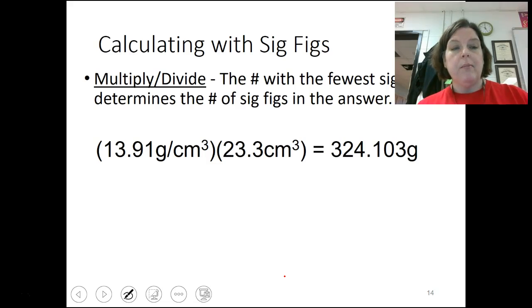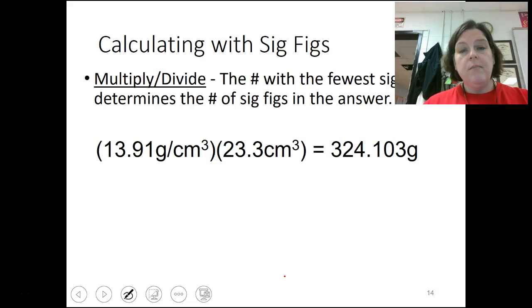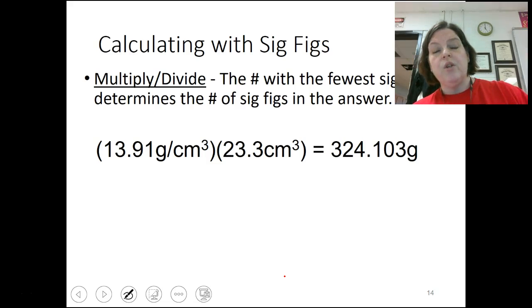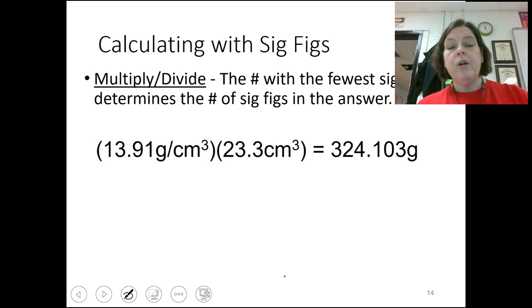So let's look at a problem. We have 13.91 grams per centimeter cubed times 23.3 centimeters cubed. We get an answer when we put it on our calculator of 324.103 grams.